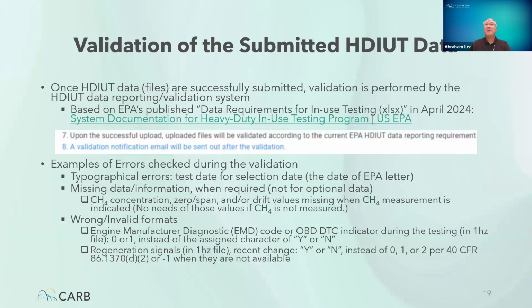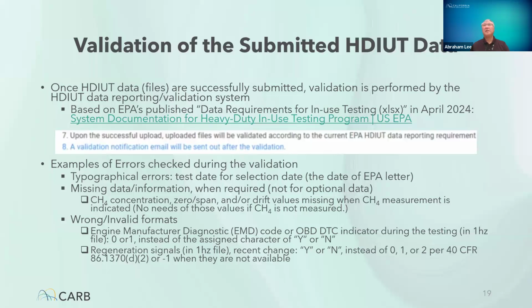In that slide, I show some examples of errors during the validation checks. First thing is the typographical error. For example, some manufacturers put the wrong data for the test date or selection date, instead of the data shown in the EPA letter.